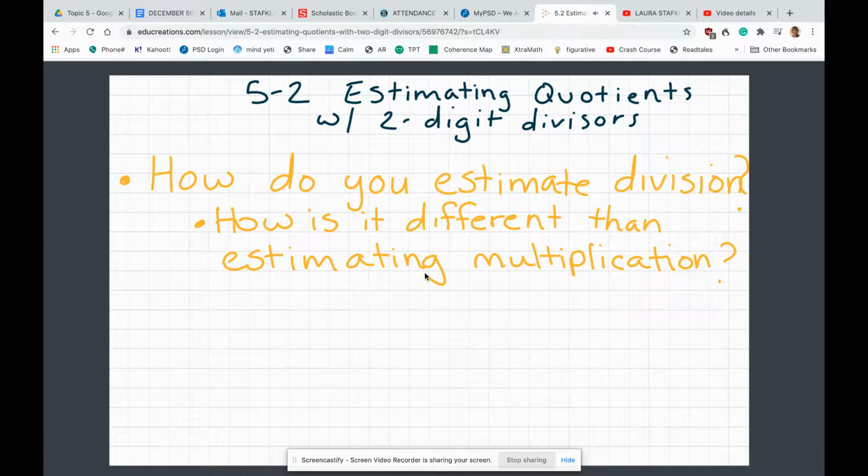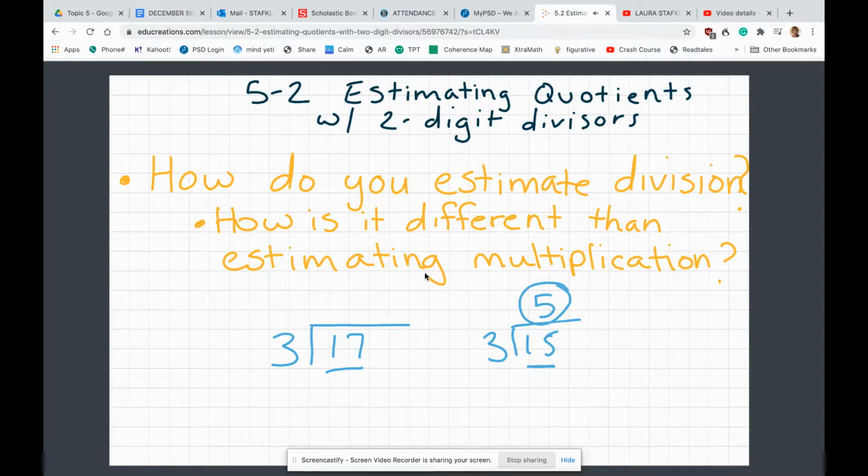What if we had 3 goes into 17. Well, thinking of friendly numbers, I know 3 times 5 is 15. So I could go 3 goes into 15. And those are still very close numbers. And I would have an estimate of 5. Well, now that we've got that straight in our mind, how would I estimate division? I would use friendly numbers to estimate division. So to explain that better, I would use numbers that easily go together in a division problem.